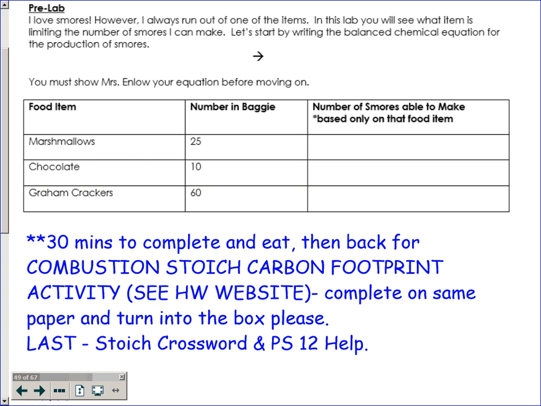Three strikes and you're out, people. Make sure the gas is on. Make sure the gas is on. It's on now.